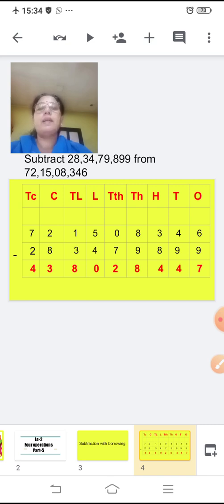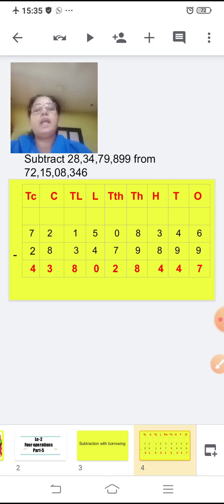Now let us start with one example. I'll just show you one example here. The number given is: subtract 28 crore 34 lakh 79,899 from 72 crore 15 lakh 8,346. Okay, now here we have written the number that is written after "from", 72 crore, as the minuend, that is the first number, and from that number we will subtract the second number, that is the 28 crore number.